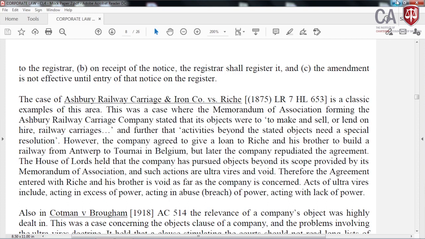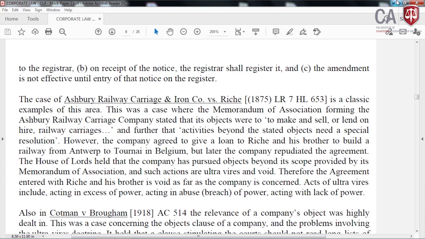Now, the case of Ashbury Railway Carriage and Iron Company versus Riche is a very landmark case where it comes to the objects of a company. It's a classic example of this area. This was a case where the Memorandum of Association of the Ashbury Railway Carriage Company stated that its objects were to make and sell or lend on hire railway carriages, and further that activities beyond the stated objects need a special resolution. That is what the articles of association of the company stated.